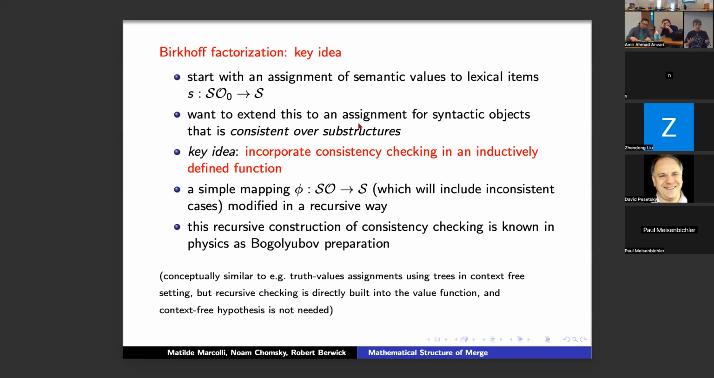And the way to try to extend it to structure is to do that inductively, of course, on the construction of the structures themselves, but do it inductively so that you incorporate in the way you assign these values some form of checking of consistency over substructures. And this is borrowing this type of construction from the way it's used in mathematical physics, and so we try to model it in a similar way.